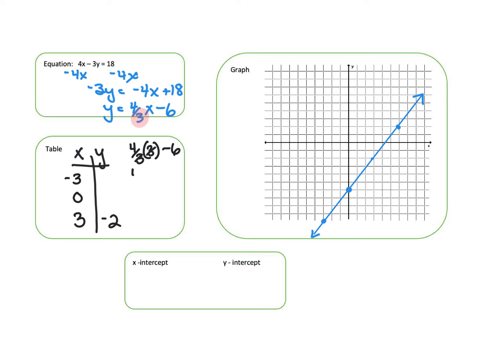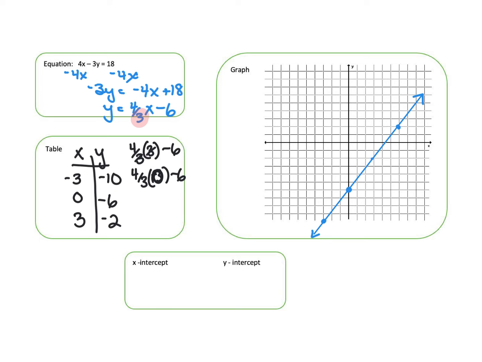So let me just erase that. Now I'll plug in negative 3. That's going to give me negative 4 minus 6 would be negative 10. If I plug in 0 right here, I would get negative 6. But I also want to show you that if you're observant, I could have really just looked over here at my line and seen that the points negative 3, negative 10, 0, negative 6, and right 3 down 2, which is 3, negative 2, are on the line.